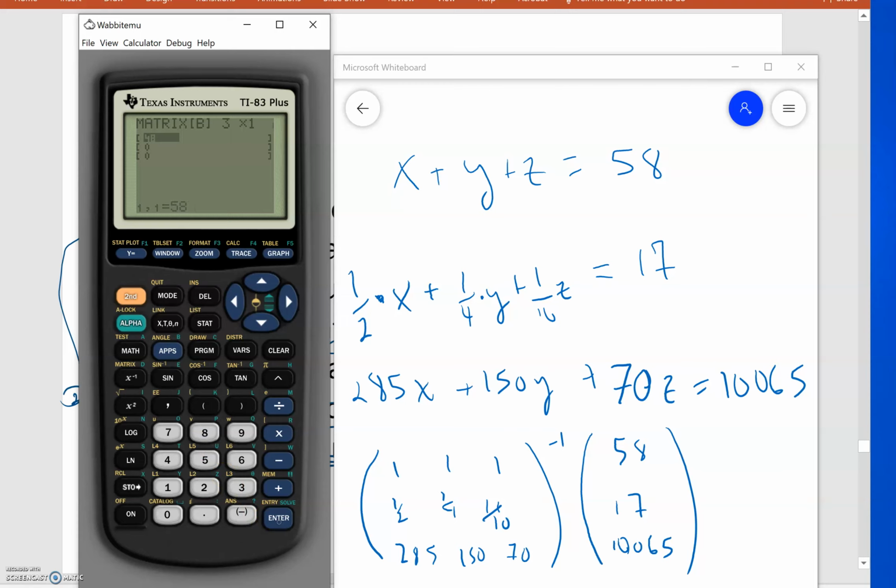Then 58, 17, 10065. Okay. And now we'll do our multiplication. Call it matrix A, invert it, and multiply it by matrix B. And that's it. So this is the number of each coin. We'll have 19 half ounce, 24 quarter ounce, and 15 tenth ounce coins.